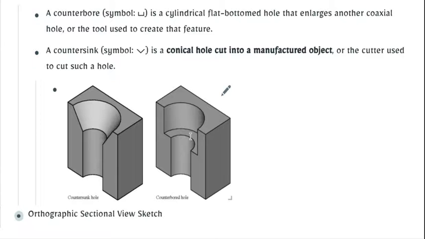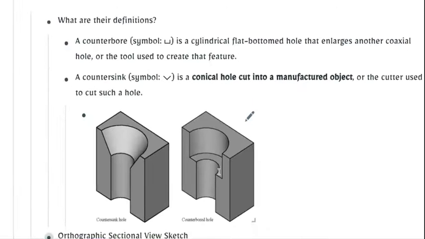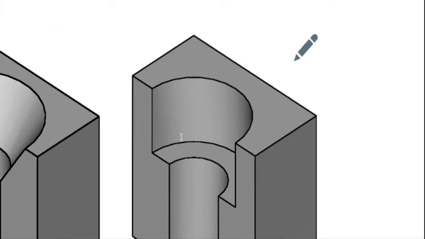But let's look at the counterbored hole now. So this hole was at a 45 degree angle, but the counterbored one is not. It's cylindrical and flat-bottomed. Here's a flat bottom right here that enlarges another hole. So in other words, this was the original hole. But because now we use a counterbored hole, we get a larger diameter above here. Understand? Yes, sir. Let me repeat one more time.